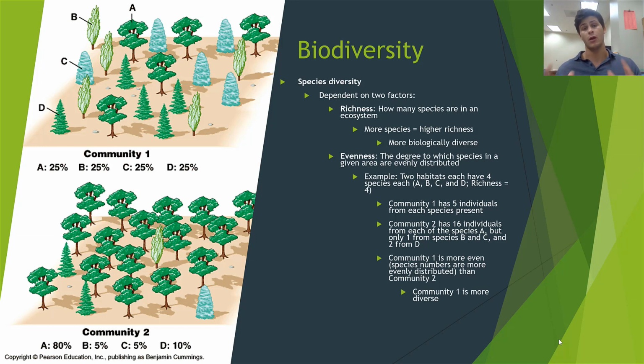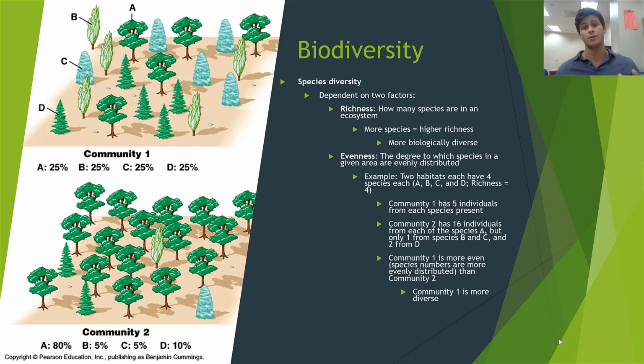However, consider the example of community 2. In community 2, we also have 20 individuals and 4 different species within that community. However, the distributions are very skewed. Out of our 20 individuals, 16 individuals are coming from species A, only 1 individual is going to be coming from species B and C, and then 2 individuals are going to come from species D. The distribution in community 2 is going to be very different from the distribution in community 1. And out of the 2, community 1 is far more even because the distributions of individuals within the species are relatively even to one another.